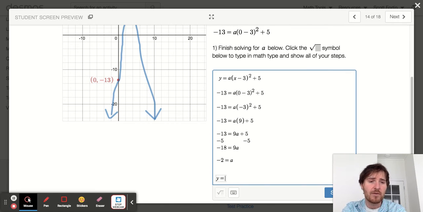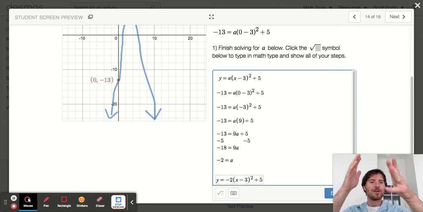This would be the equation of it in vertex form. Y equals -2, because that's our a parameter we just found, times x minus 3, right? Because 3 was the x coordinate of the vertex. Square it up, because it's in vertex form, plus 5. Okay, and there you have it, right?